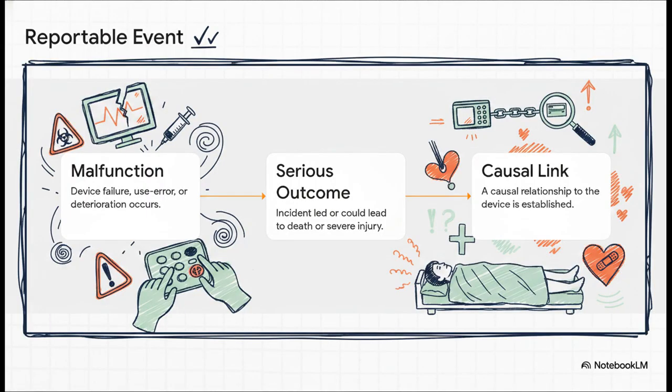So, how do we actually pinpoint patient and user risks after a failure? Well, the sources outline 3 cumulative criteria to establish whether an incident officially triggers vigilance reporting. First, an actual malfunction, a use error, or deterioration in the device's performance has to occur. Second, this incident led, or could have potentially led, to a serious outcome like death or severe health deterioration. And third, a causal relationship between the device and the incident is established, or at least strongly suspected. If, and only if, all 3 of these criteria are met, you've got an officially reportable event on your hands.